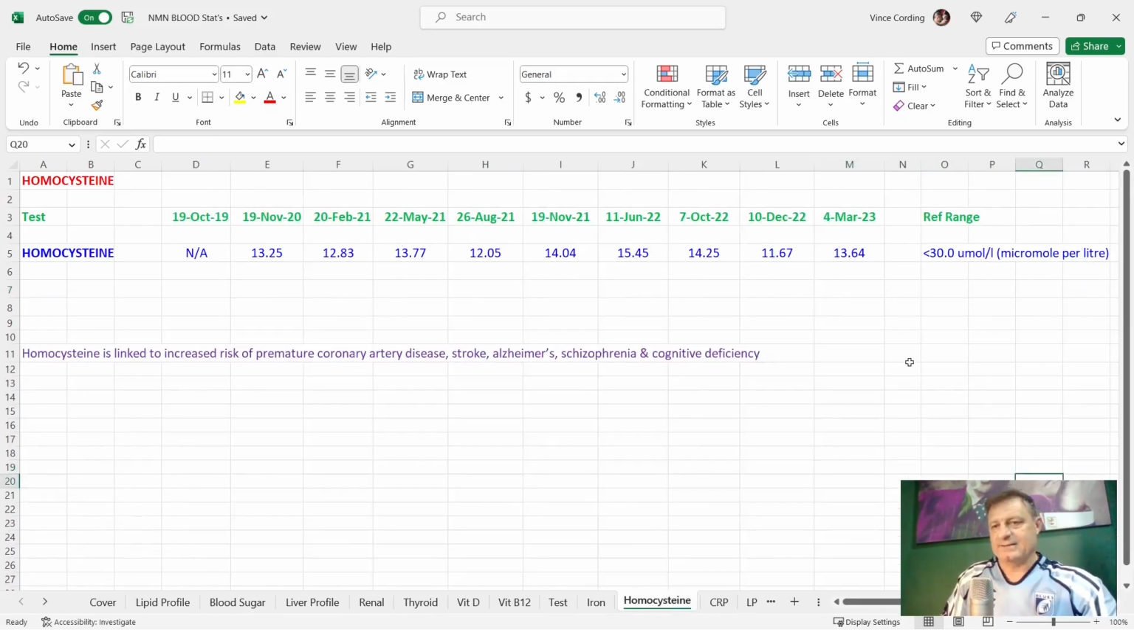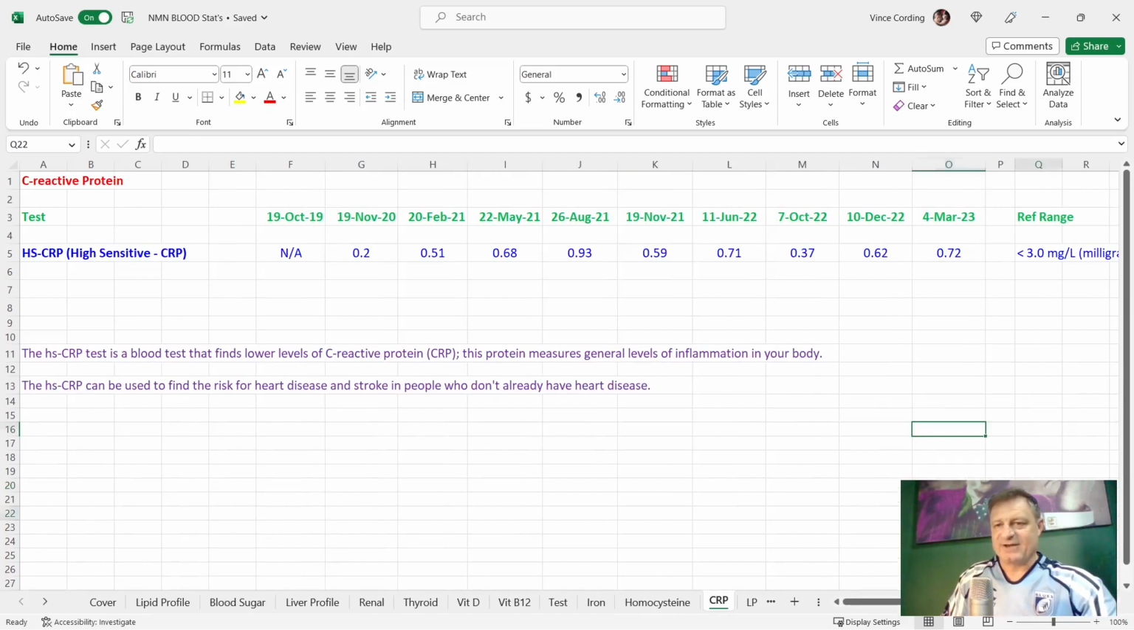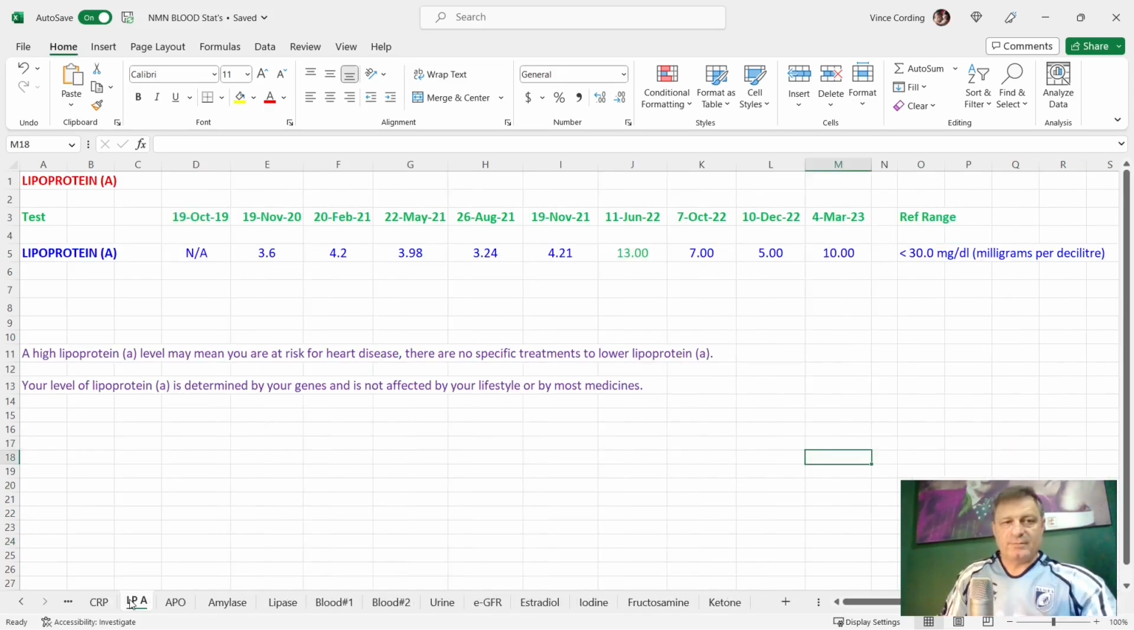Homocysteine up to 13.64, but still well under the 30 that is recommended. And my C-reactive protein up from 0.62 to 0.72, but again, still well below the 3.0 that is recommended for that. So moving on, my lipoprotein A, you can see here, up from 5 to 10, quite a big jump, but still well under the less than 30 that it needs to be.